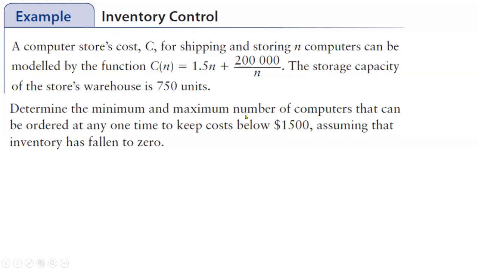Determine the minimum and maximum number of computers that can be ordered at any one time to keep costs below 1,500, assuming that inventory has fallen to 0. Okay, again, I'll give you 10 minutes to think about this question. And after that, we'll have a look at the solutions together.